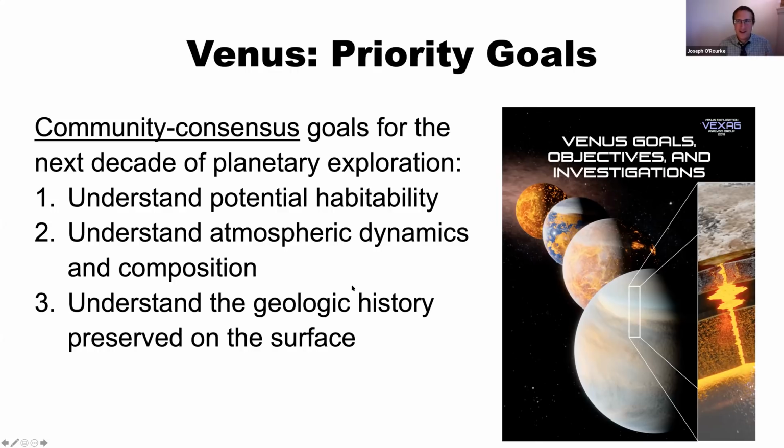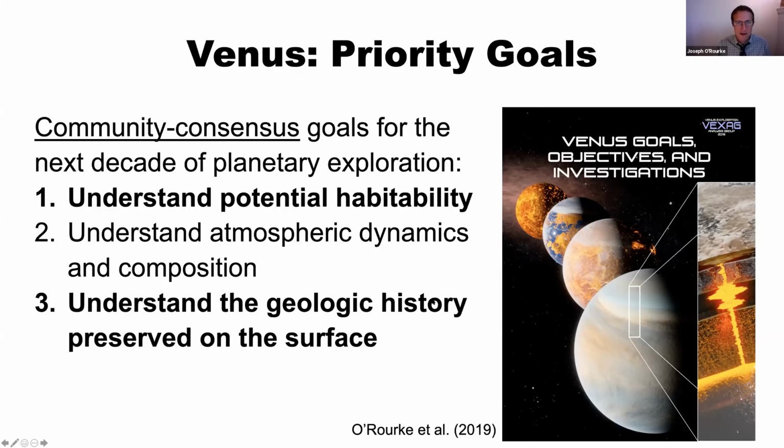But the top three priorities for Venus exploration are to understand whether Venus was ever habitable in the past, to understand the atmospheric dynamics and composition today, and to understand the geologic history that's preserved on the surface. And so I'm going to talk about science goals and science questions that are related to the first and the third of these broad-based consensus goals for Venus exploration.